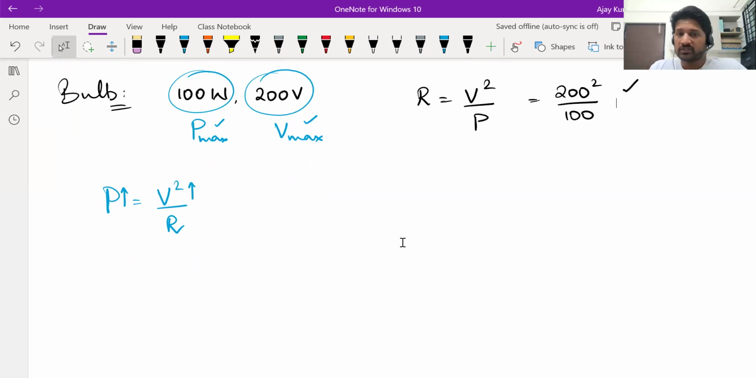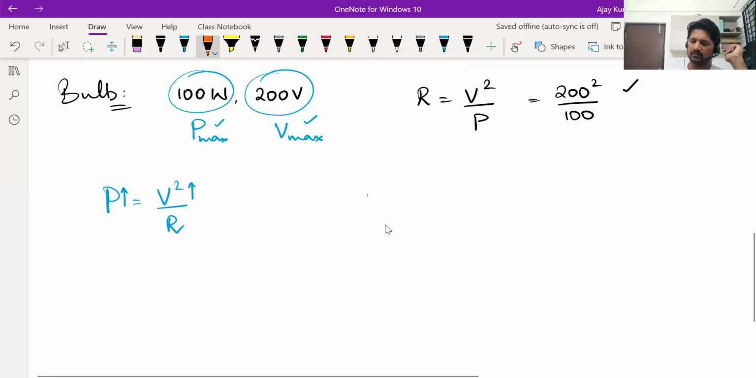What happens if you apply more than the rated voltage? Too much power will get generated, which means too much heat will get generated. The filament will melt, it will break and the bulb won't glow anymore. But tell me, what do you think happens if we apply a voltage less than the rated voltage? Suppose a bulb is rated 100 watt, 200 volt, but let's say you supplied 100 volts to it. What happens to the bulb?